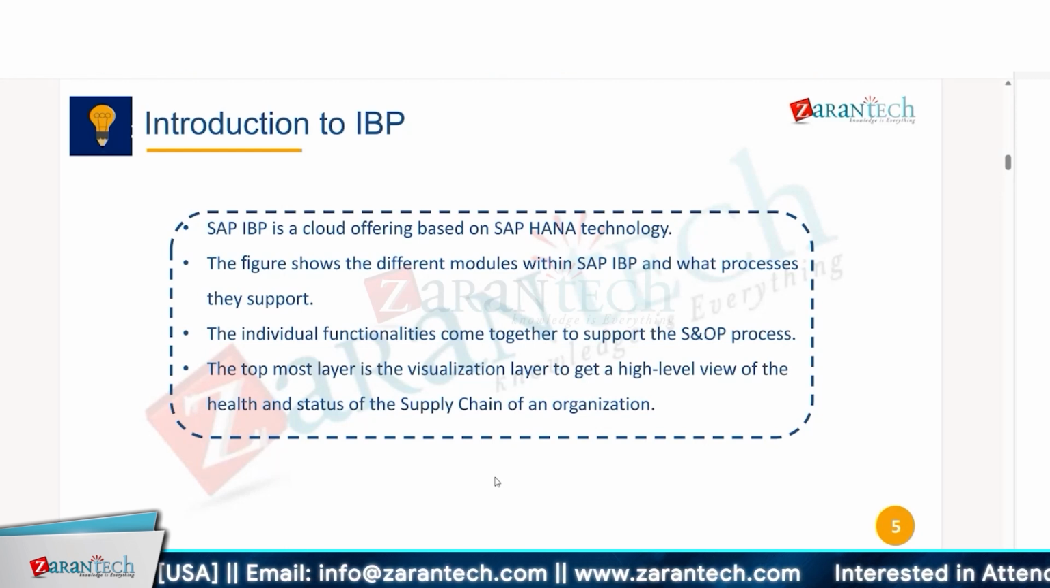If it is a service level organization, then their IBP cycle will have different sets of parameters within demand planning. For example, for a service level organization, a demand review will talk about services. It talks about improving the services, improving the customer base, something like that. So based on the organization structure, under the umbrella of IBP, the processes are designed to suit their requirement. So these individual functionalities come together to support the S&OP process.